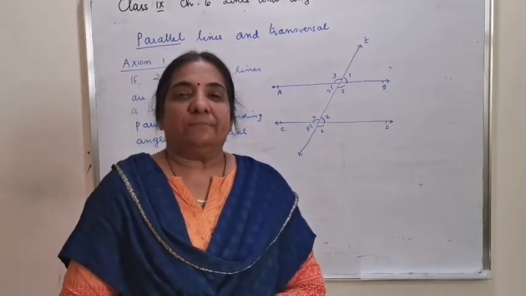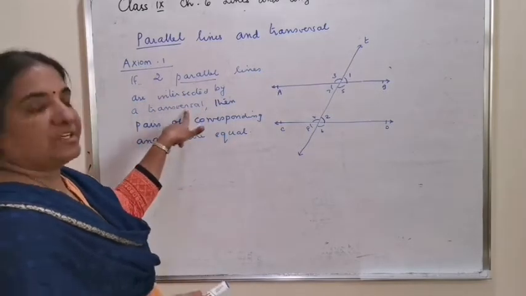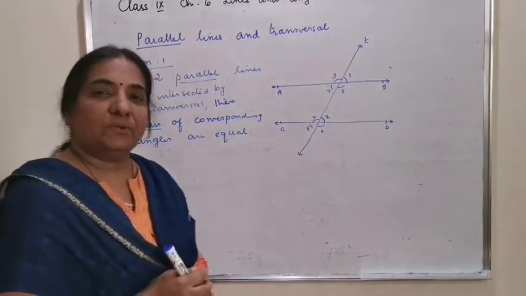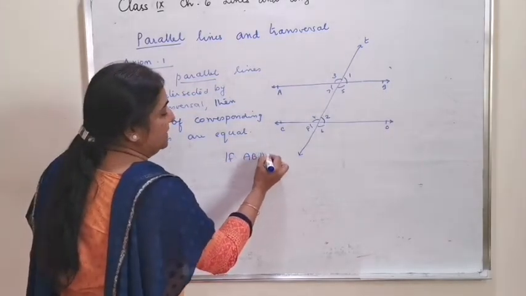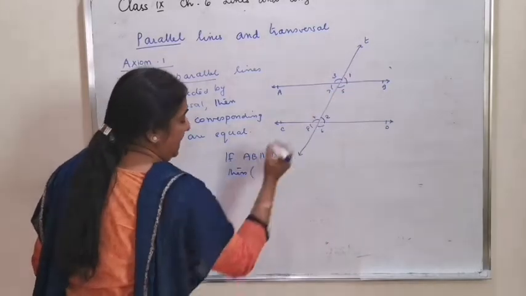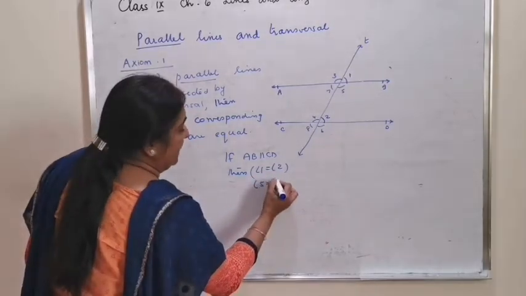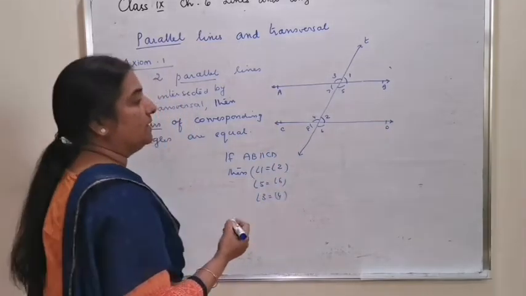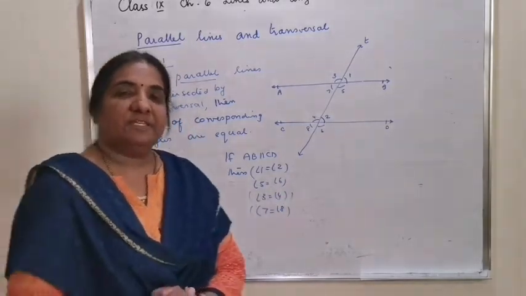The first axiom says that if two parallel lines are intersected by a transversal, then pairs of corresponding angles are equal. From the figure, what we can say is, if AB is parallel to CD, then angle 1 and angle 2 are equal, angle 5 and angle 6 are equal, angle 3 and angle 4 are equal, angle 7 and angle 8 are equal. That is the meaning of this axiom.